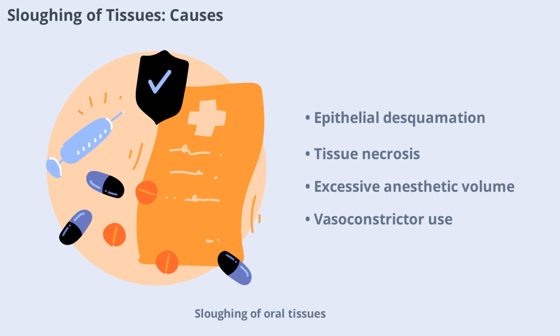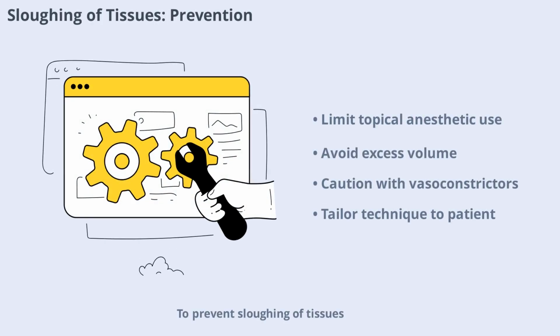Sloughing of oral tissues, including epithelial desquamation and tissue necrosis, can occur after local anesthesia. This complication is often related to excessive volume or prolonged application of topical anesthetic agents, especially on palatal tissues. The use of vasoconstrictors, such as epinephrine, can also contribute by causing severe tissue ischemia and necrosis. These effects are most commonly seen in areas where the mucoperiosteum is tightly bound to bone, such as the hard palate.